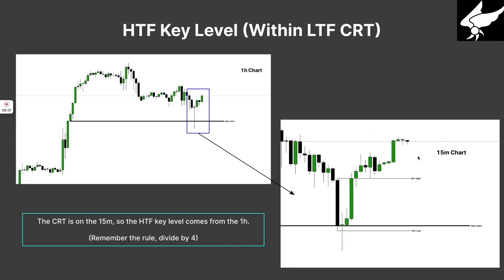This is the 15-minute chart. Zooming in, as we can see, the CRT high and low, key level within the lower time frame CRT. Turtle soup, wick below, bullish, entry long towards the opposing end of the range. Remember the rule, divide by 4. If the higher time frame key level is coming from the 1 hour chart, the CRT will be on the 15-minute.